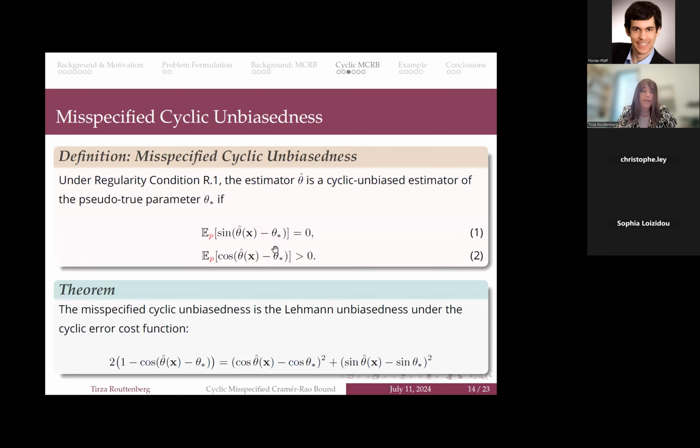So how did I get this definition? I used the Lehmann unbiasedness definition, and I substituted this cyclic cost function. Okay, so I hope this is clear. I just took the Lehmann unbiasedness definition and the cyclic cost function that you all know, so the estimation error of estimating the cosine and the estimation error of estimating the sine. And then I get these two conditions. So this is the first step.